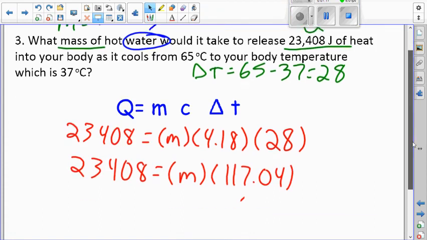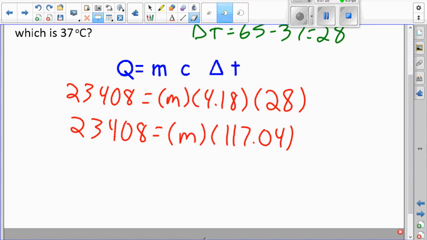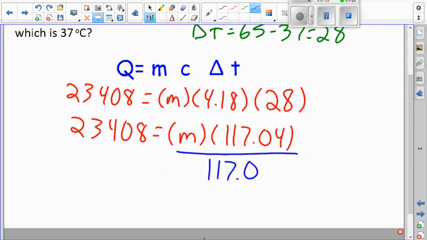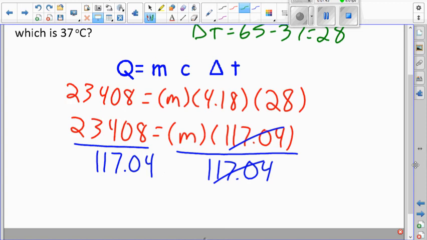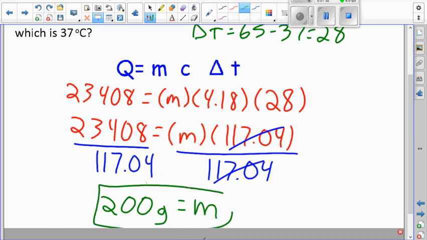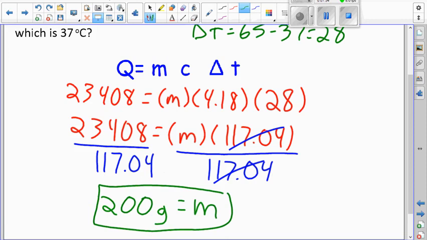Now to get that M by itself, I'm not subtracting the 117.04 because it's being multiplied in the first place. I need to divide it. 117.04, 117.04. And so these will cancel out. And so 23,408 divided by 117.04 will give you my final answer. That's going to come out to be 200. And the units on that will be grams because this is a mass. And box it up. So we'll be doing a lot more practice with Q equals MC delta T in the coming days. But here's a good start for you.